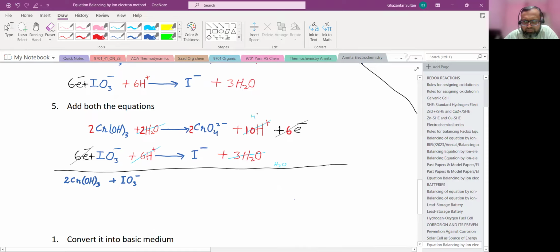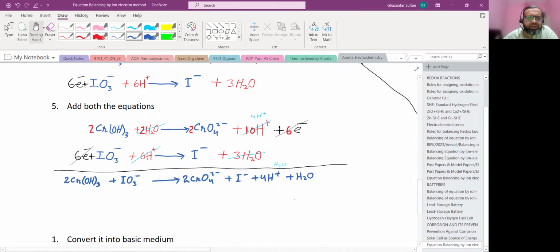So after cancellation, there would be only 4 hydrogen ions. So it means nothing should be written on the left hand side except this 2 moles of chromium hydroxide and 1 mole of iodate. So then draw the arrow. This chromate is 1, so write it as it is, CrO4 2 minus, and iodide is only 1, so write it again, iodide. And how many hydrogen ions are remaining here? 4 hydrogen ions and 1 water molecule.